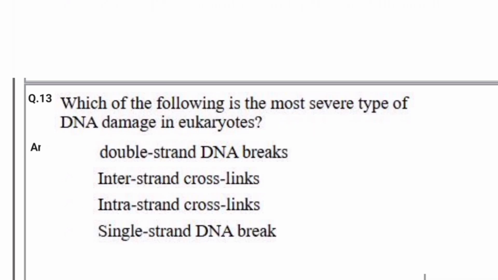Let's see the next question. Which of the following is the most severe type of DNA damage in eukaryotes? Options are double-strand DNA breaks, interstrand crosslinks, intrastrand crosslinks, single-strand DNA breaks. For this, the correct answer is double-strand DNA breaks, the most severe type of DNA damage in eukaryotes.